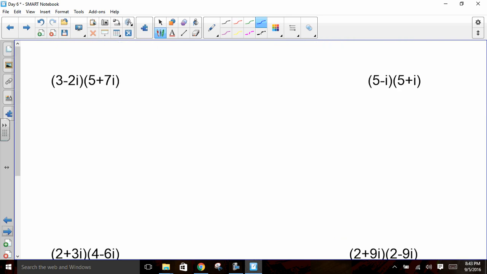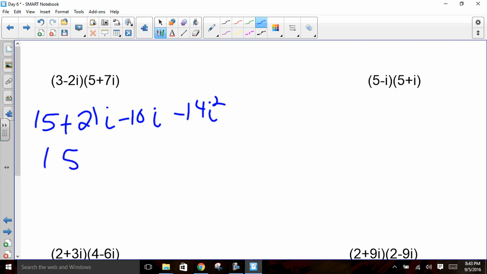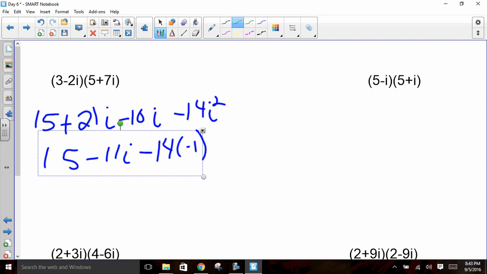All right, go ahead and get started on these. I'll start slowly throwing these up. So I get 15 plus 21i minus 10i minus 14i squared, which gives me 15 minus 11i minus 14 times negative 1, which gives me plus 14. So I get 29 minus 11i.